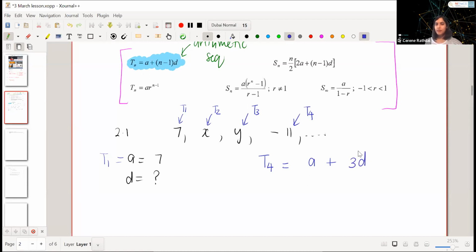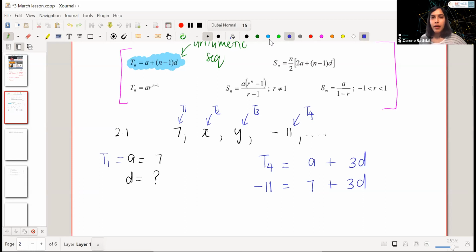Wouldn't you agree? And then, of course, I know that T4 is minus 11, and I know that A is 7. So I've got that minus 11 equals 7 plus 3 times D. Can you see from this equation immediately, I can now solve for the unknown, which is what I wanted to do. So I can now get out the answer for D.